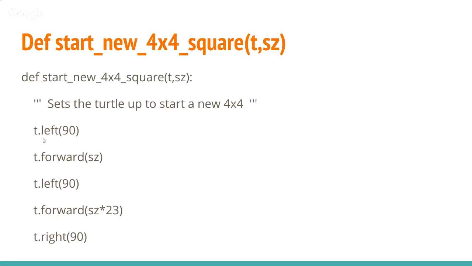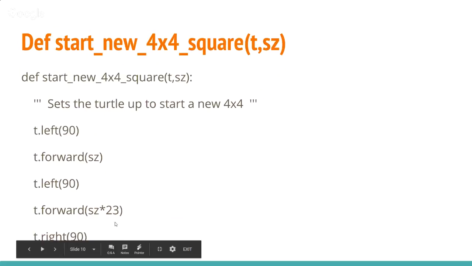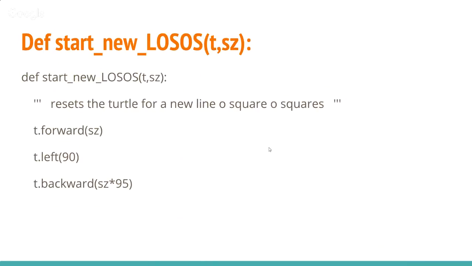All right, so we want to draw left by 90, forward by size, left, turning left again by 90 degrees, forward by 23, and then right by 90. Rather straightforward function. This is the last positioning function here, also not on the last video.